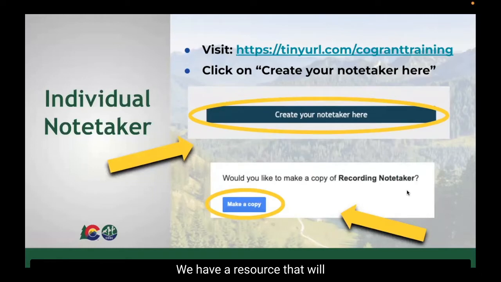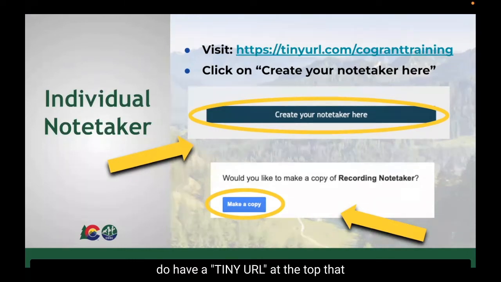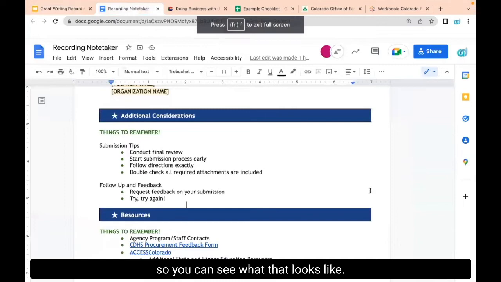We have a resource that will help you through the training. If you go back to the main page that has this recording, you'll also see something that says Create Note Taker here. If you've moved away from that web page, we do have a tiny URL at the top that you can utilize to get back there. Once you're on that website, you'll be able to see a button that says Create Note Taker here. When you click on that, it's going to open up a Google document and it'll ask you to make a copy. This will allow you to make your very own copy of a note taker that we have. I'm going to open that up real quick so you can see what that looks like.